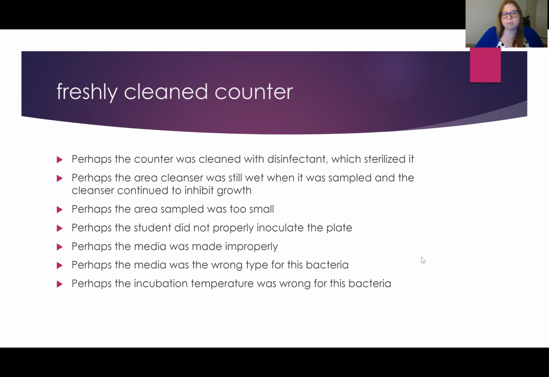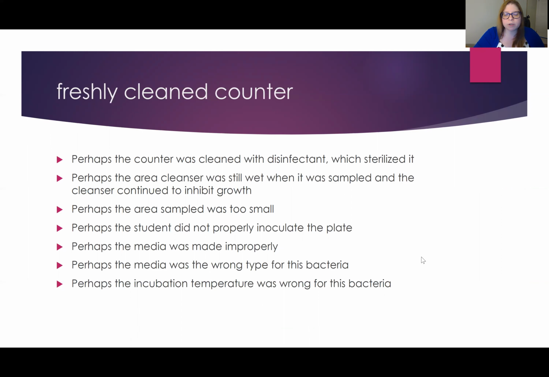Another possibility was that perhaps the area sampled was too small. This could happen if you just took a Q-tip, touched it to the counter, and decided to rub that on the petri dish. You might have only sampled a few millimeters of area. Another possibility was perhaps the student did not properly inoculate the plate.